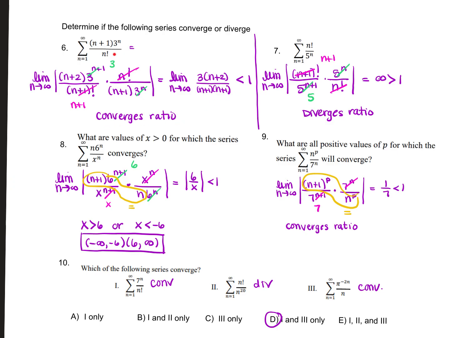If the factorial is on the bottom, it will converge. If the factorial is on top, it will diverge. But that is not a test. It's just a shortcut that you can do like on multiple choice.